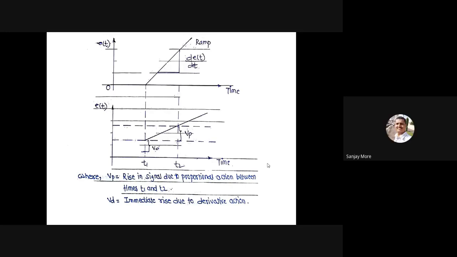See the first graph, error versus time, and the second graph is the error versus time with the two different time instants T1 and T2. Here Vp means rise in signal due to the proportional action between time T1 and T2, and Vd means immediate rise due to the derivative action. In the last proportional plus integral controller, Vi is the immediate rise due to the integral action. Here Vd is the immediate rise due to the derivative action. Okay.